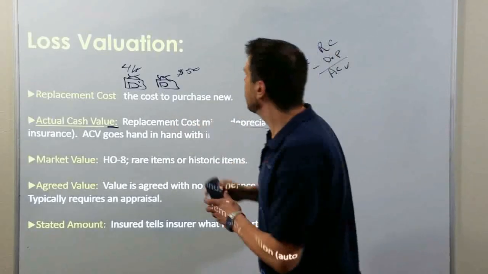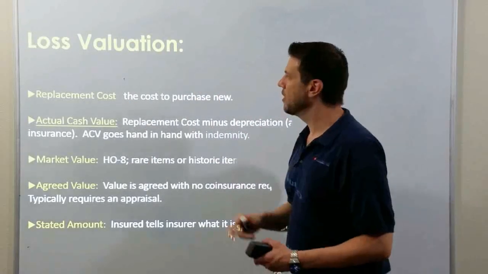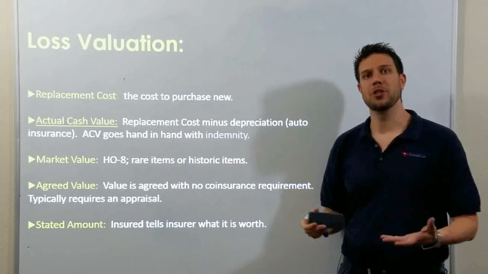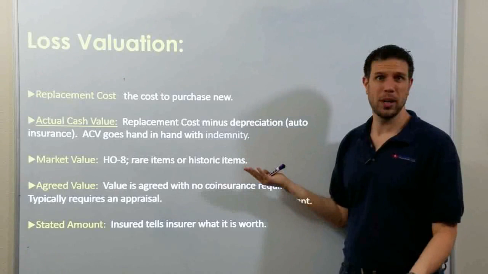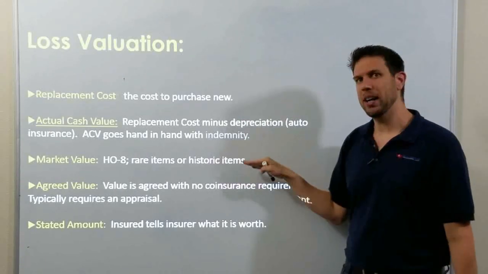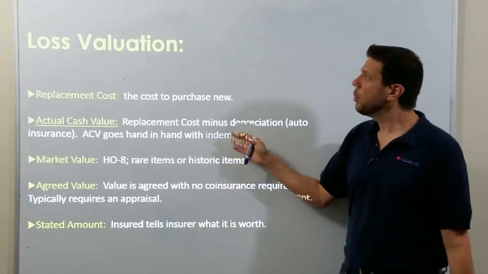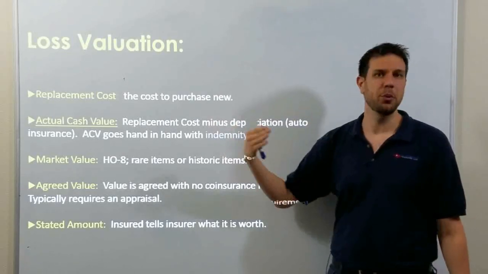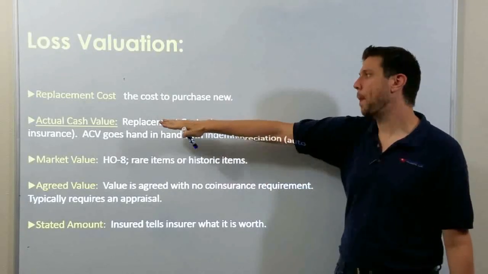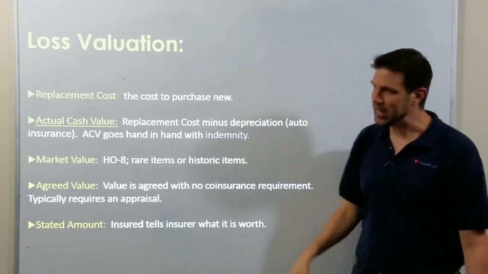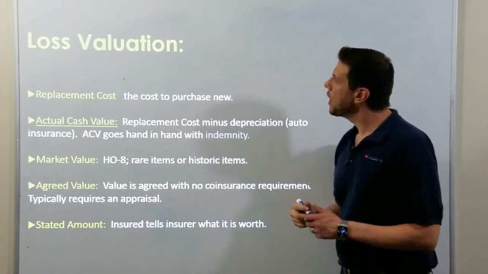Auto insurance uses actual cash value to fix cars because the mileage on the vehicle is the depreciation. So like if you had a 2002 Ford F-150 with 100,000 miles, you're probably only going to get like $4,000 or $5,000 for the car. Whereas replacement cost would give you the 30, 40, 50,000 to buy a brand new truck. Replacement cost is better. Actual cash value factors in depreciation. Auto insurance uses actual cash value.